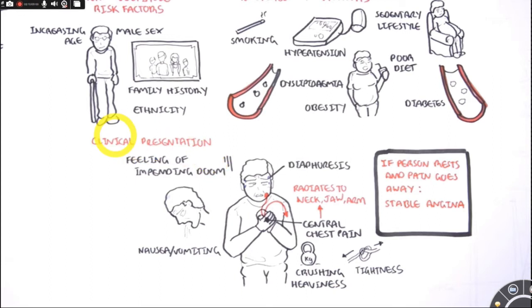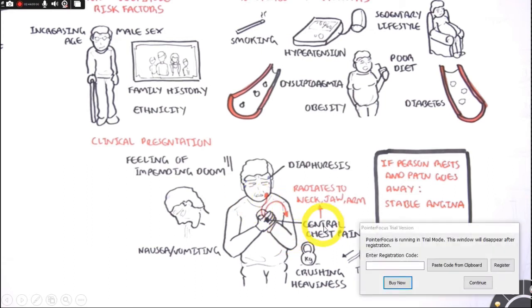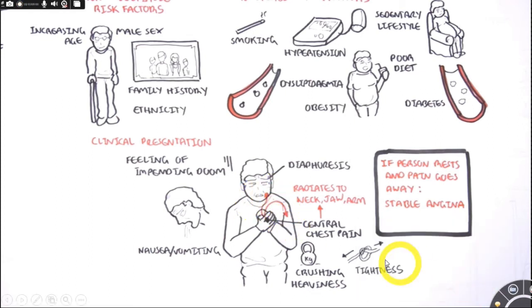Now moving on to the clinical presentation, obviously there will be some clinical signs and symptoms of a person having angina or having a non-STEMI or STEMI, that is non-ST elevation myocardial infarction and ST elevation myocardial infarction. Number one, there will be diaphoresis, that is an increase in sweating. There will be central chest pain that will radiate to the neck, jaw and arm. And this chest pain will be crushing, with heaviness and tightness. Other than that, nausea and vomiting will be there, and there will be a feeling of impending doom.